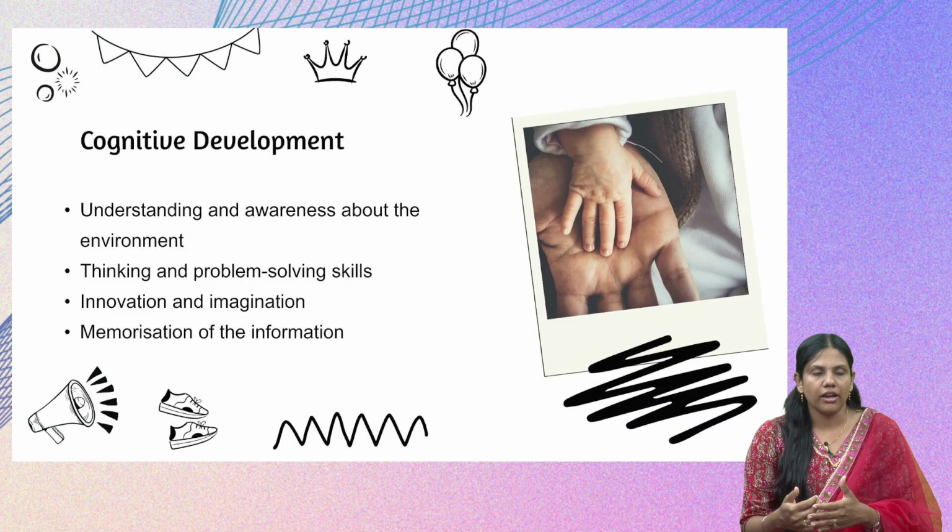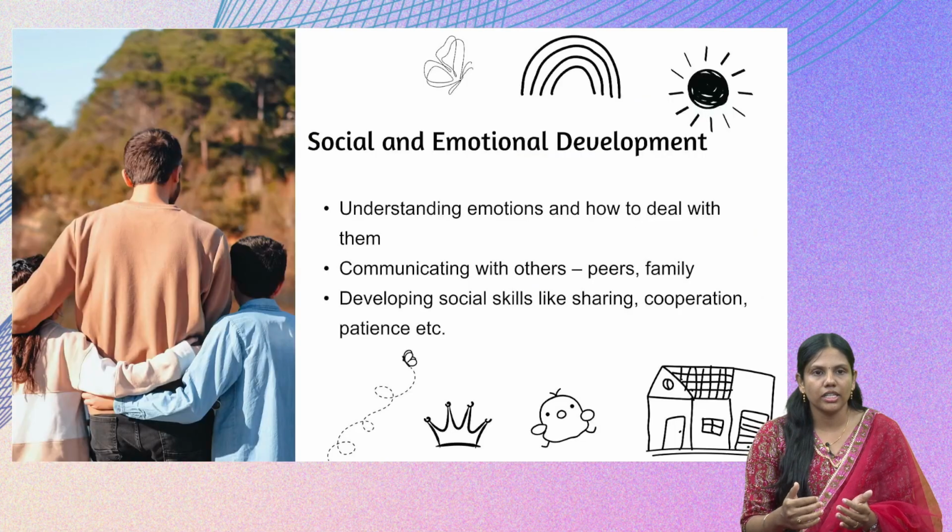Then next we have another type of development, that is social and emotional development. This is more related to the understanding of the emotions, how to deal with them, how to communicate with peers, family, and developing the social skills like sharing, cooperation, patience, etc. So how is this seen?